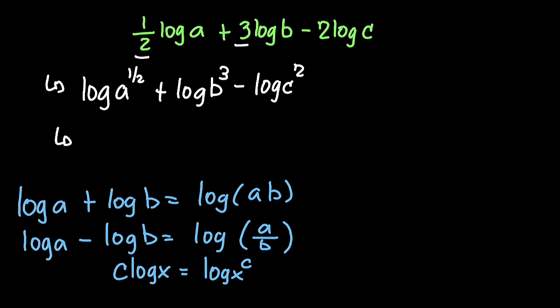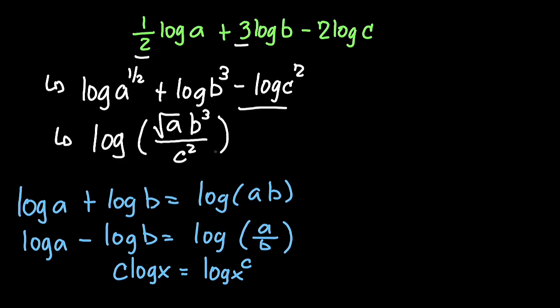You can see here that it is a product property, since it is addition, or they are combining. So this would be log of a to the power of 1/2, or we can rewrite this as square root of a, multiplied by b to the power of 3. And since this corresponds to the subtraction, this would be the quotient rule, which is c squared. And now this would be it.